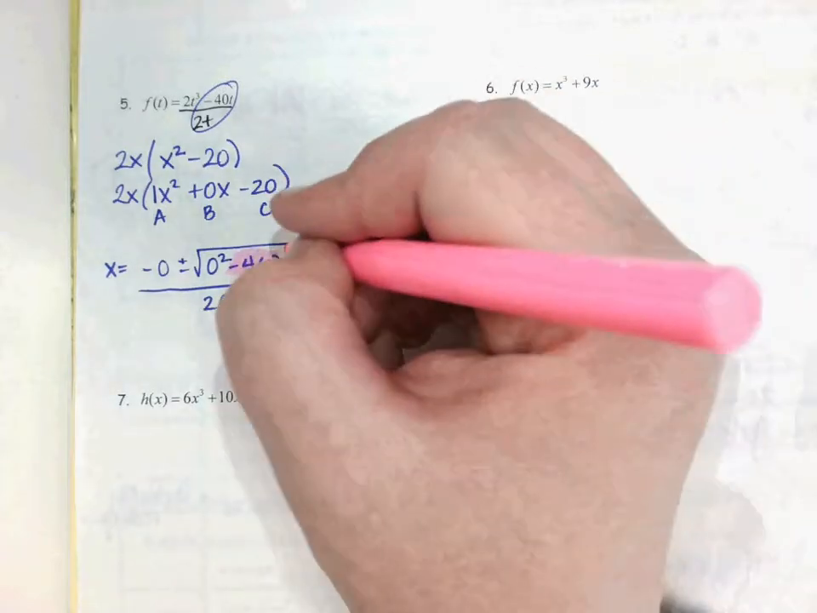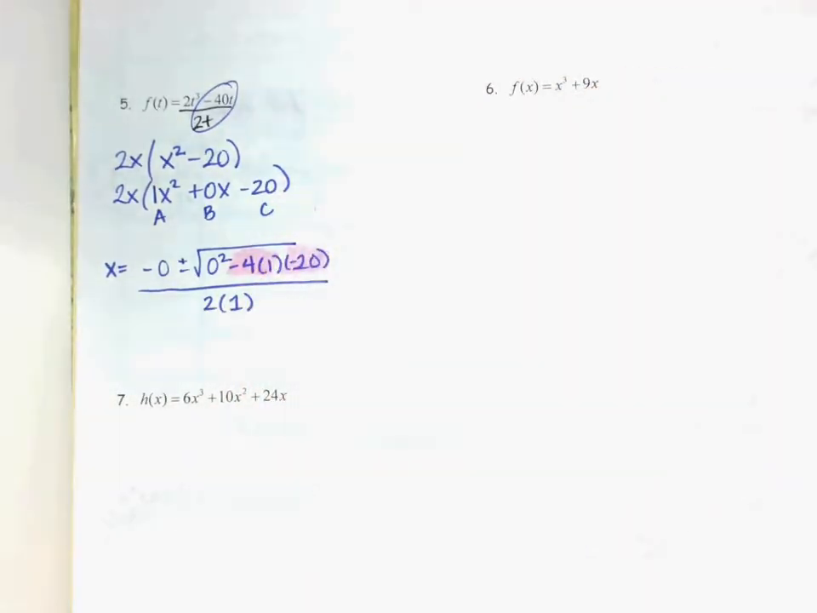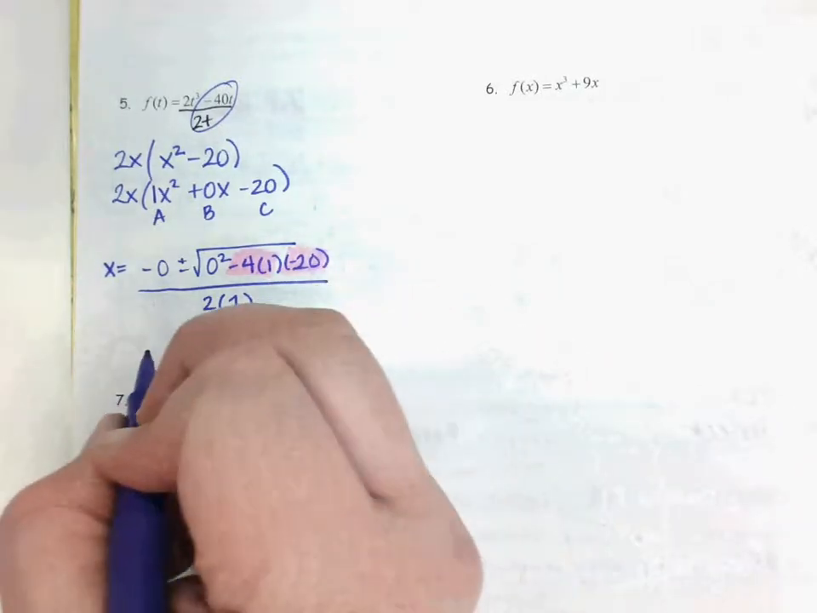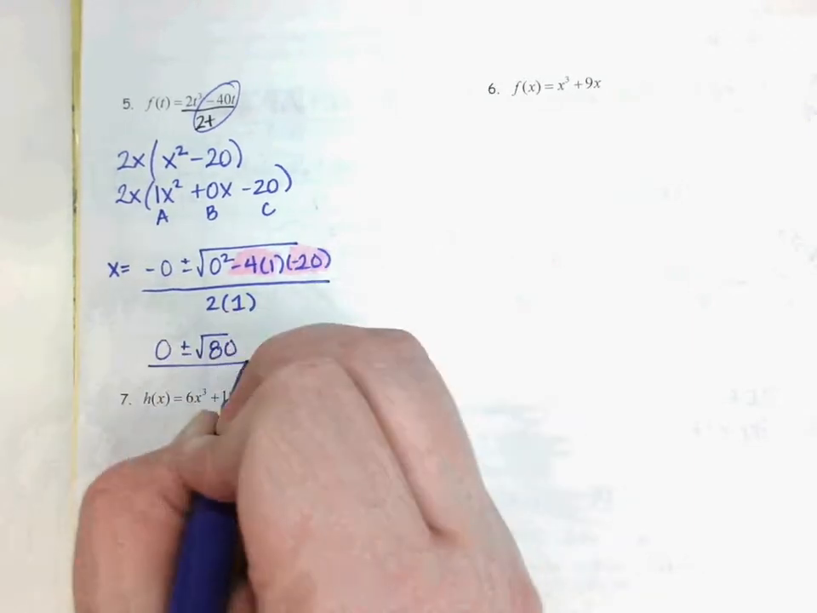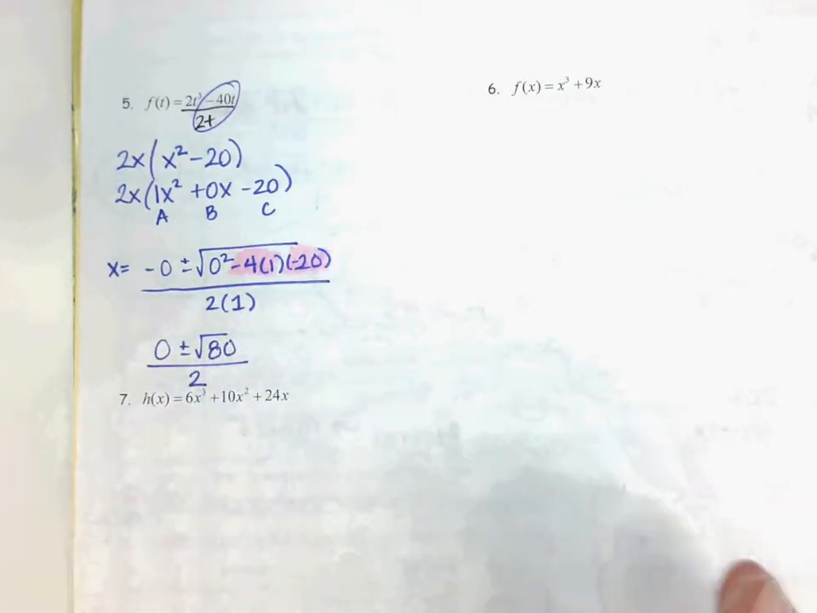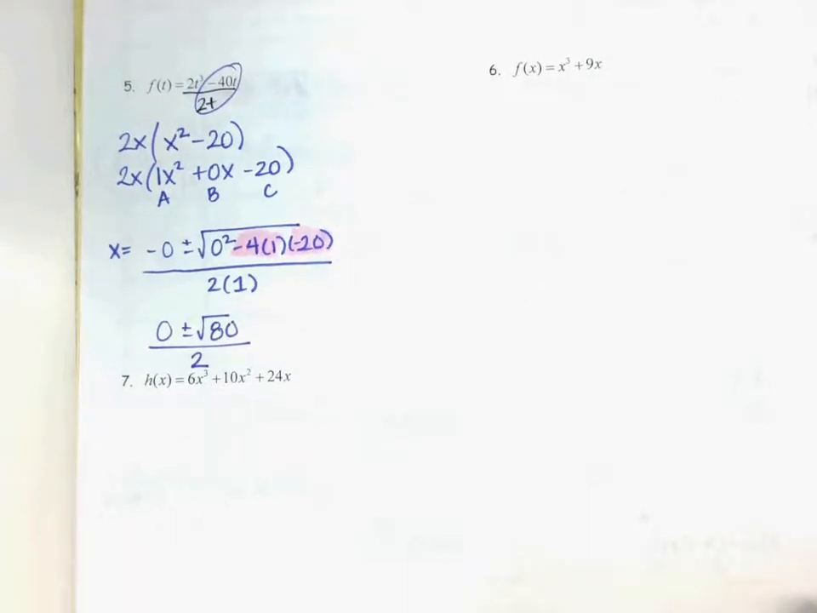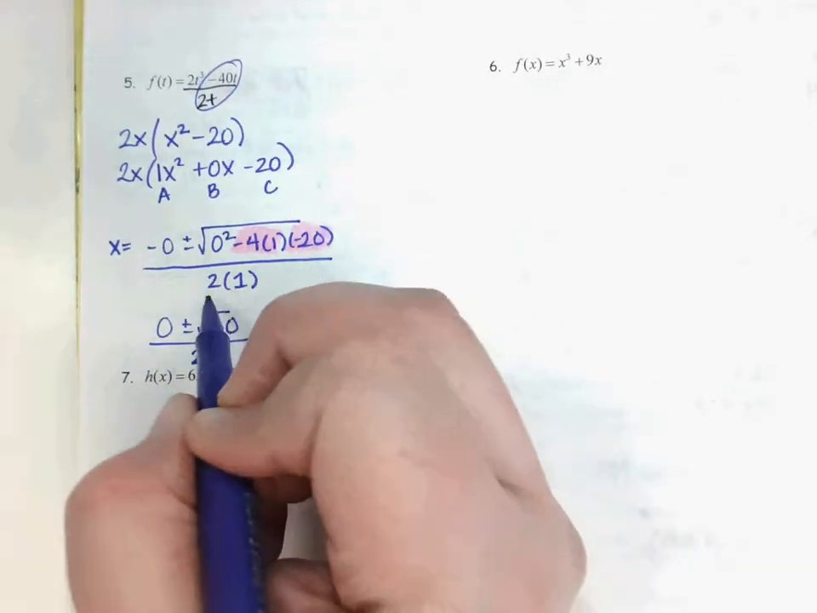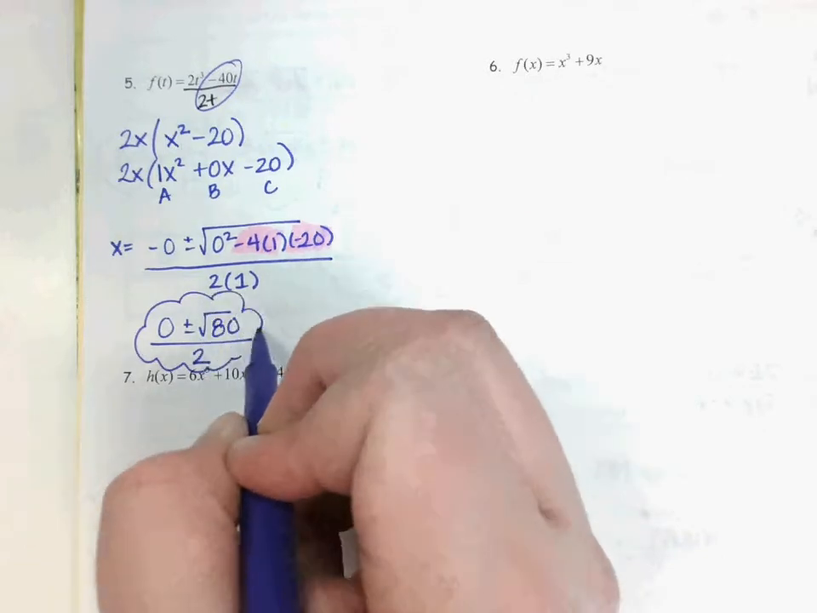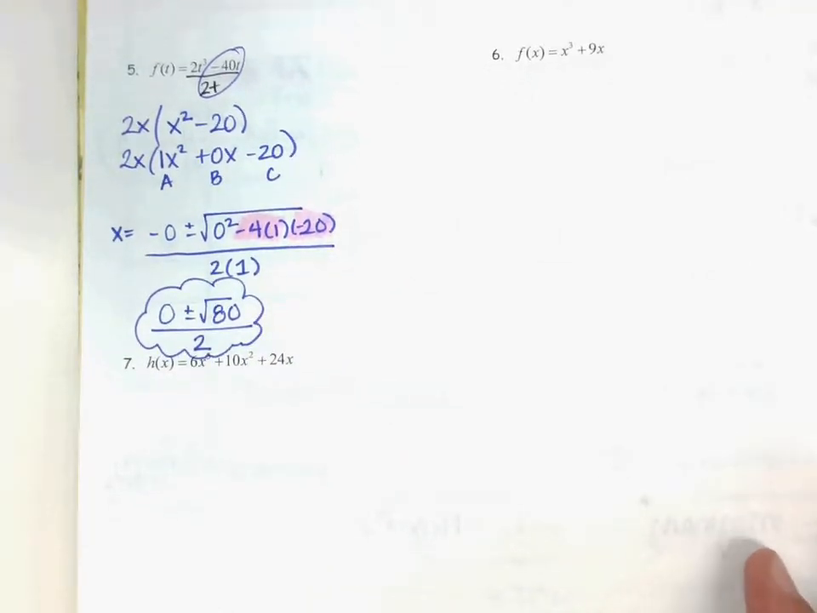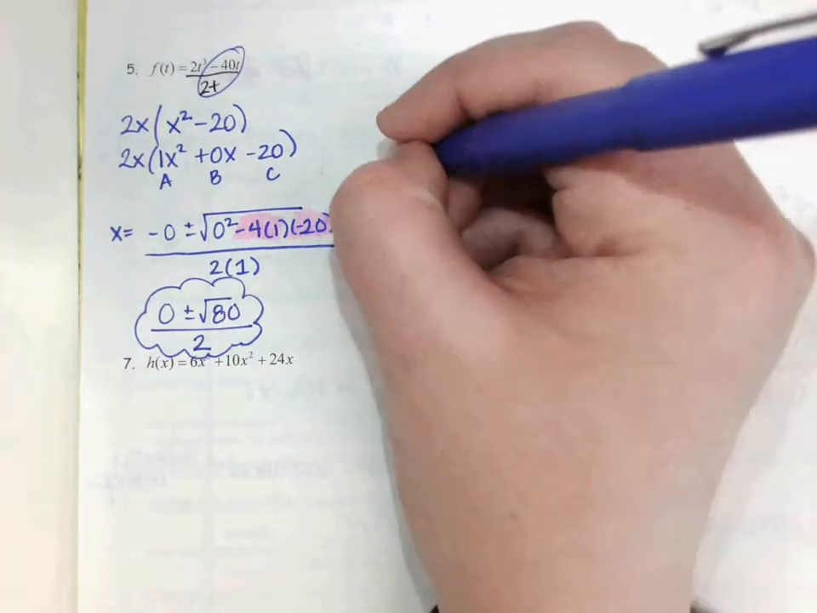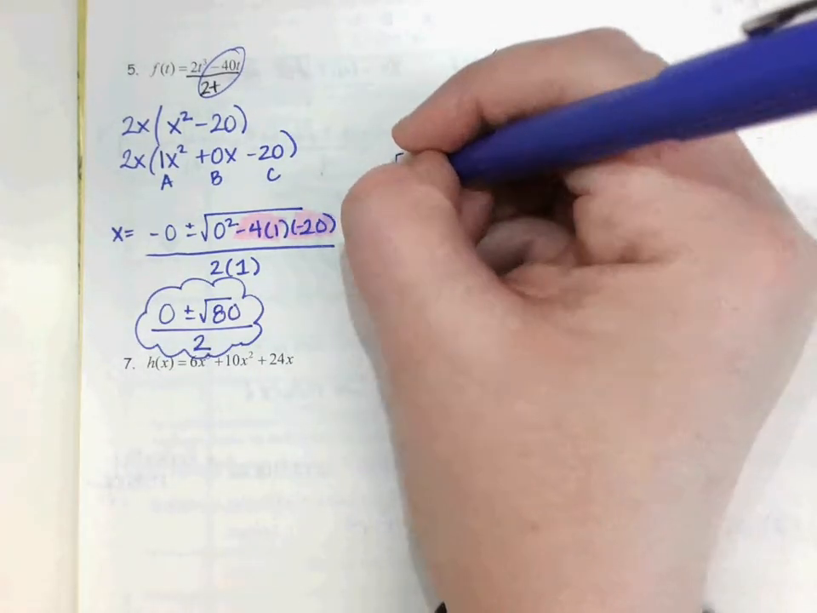Negative 4. Now times that by negative 20. What do you get? Now, positive or negative? Careful on that. Positive. So I'd have 0 plus or minus root 80 over 2 times 1, which is 2. Now, at this point, for my test, this is good enough. But most of you guys are taking ACT, SAT, and you're doing it this year, so we're going to reduce that. What perfect square can 80 break down into?